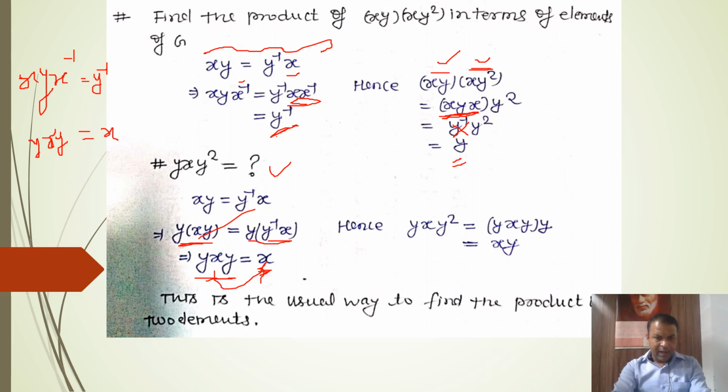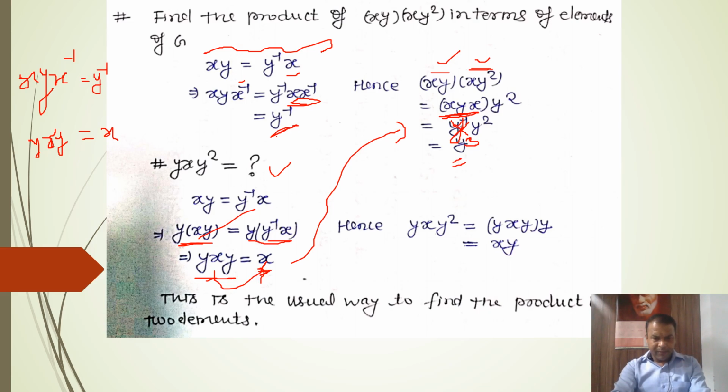Similarly, as yxy is equivalent to x, xyx will be equivalent to y. So this will be y into y square, and we get y cube. This will be the new result. This is the way to find the product of two elements.